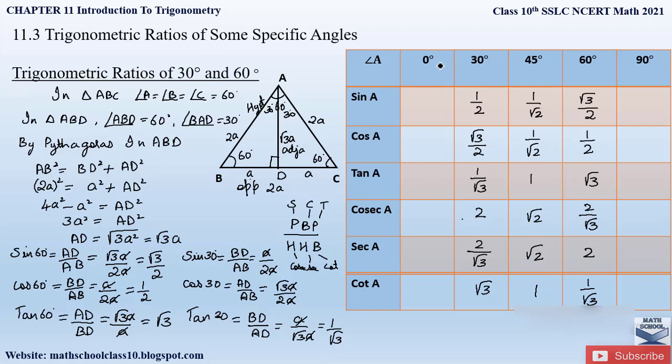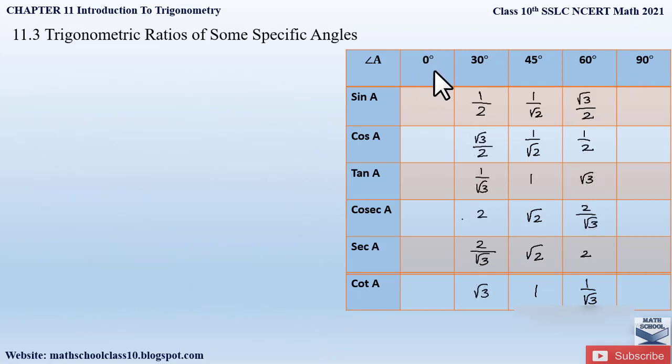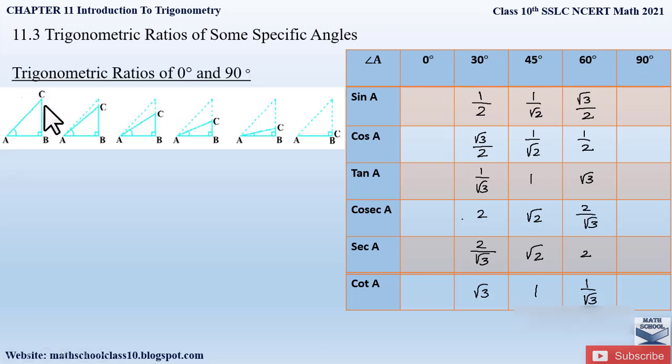Now let us find out for 0-degree and 90-degree angle as well. So now let us find out the trigonometric ratios for 0-degree angle and 90-degree angle. Consider a right angle triangle ABC. Now to find out the trigonometric ratios for 0-degree angle, we will make angle A equal to 0.